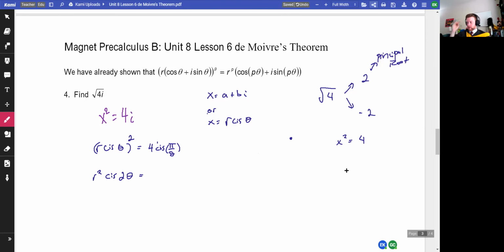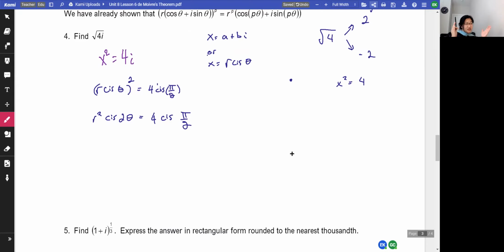You pulled that pi over 2 out of your brain. It's on the pure imaginary axis. Anyways, 4 times cosine pi over 2 plus i sine pi over 2. Now we're in business. Because then r squared can be 4, so then r could be 2. And did we establish that we're doing positive r's from now on? Yeah, I think we did when we established complex numbers. We said that our modulus is going to be positive, kind of like an absolute value, and our angle is what's going to give it its negative or positive feel.